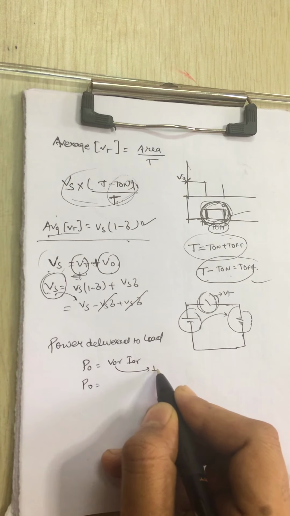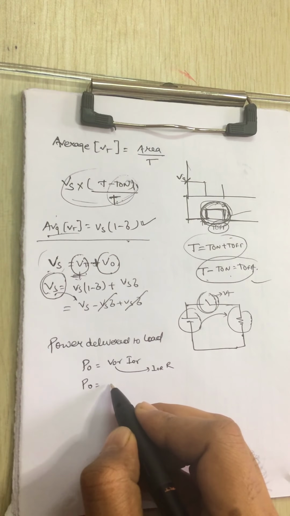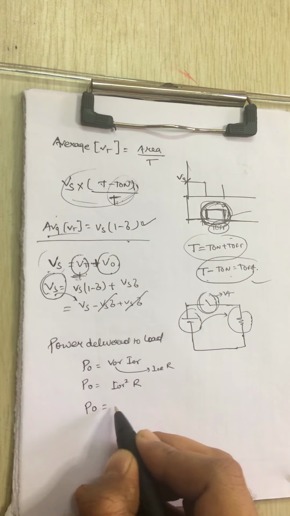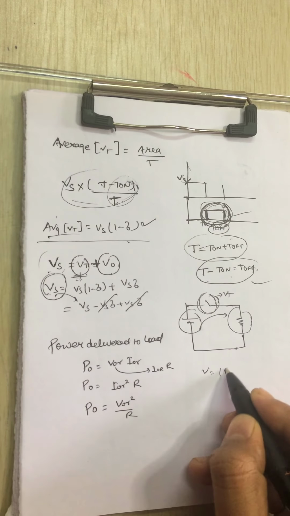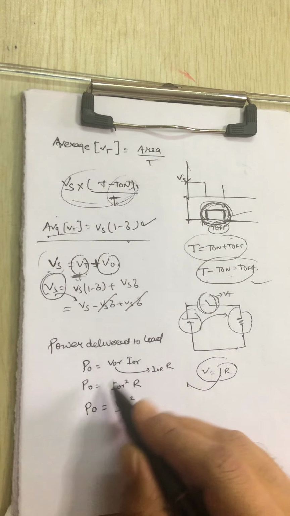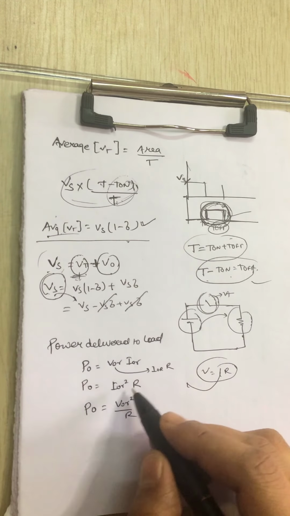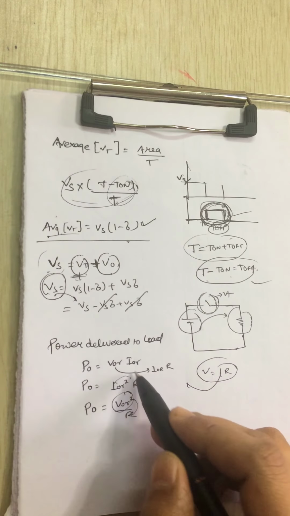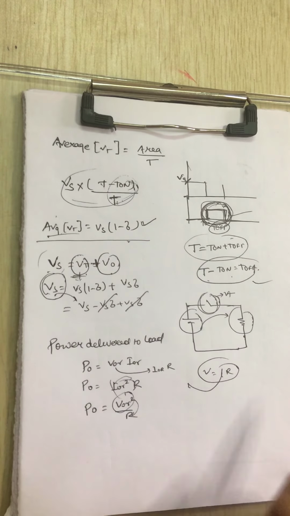VOR equals IOR into R, so you can also write IOR square into R. Output power is also VOR square by R. This is just a manipulation. If you apply V equals IR, we replace one parameter and every time we get another expression. So according to the question, if the voltage is given you apply this formula, and if the current is given you apply that formula. We select the formula according to what is given in the question.